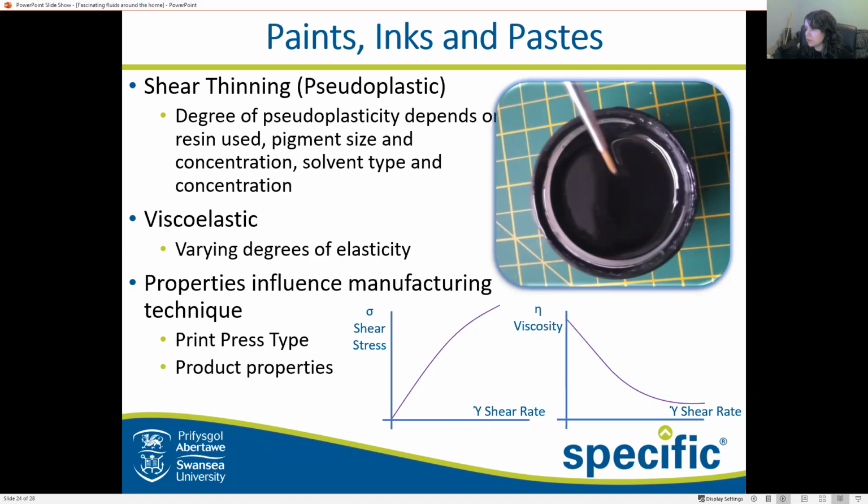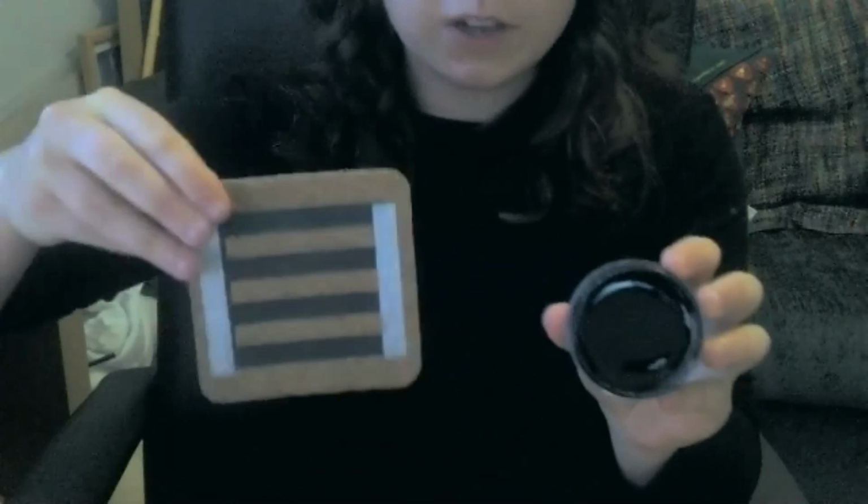So to give you an idea of what the viscosity profile of this looks like, I will first give you a little demonstration. Here in front of me, I have a little pot of carbon-based ink. And if I get the lid off, I can show you that at rest. This is a carbon-based ink, like the ones I use to screen print things, like resistive heaters.